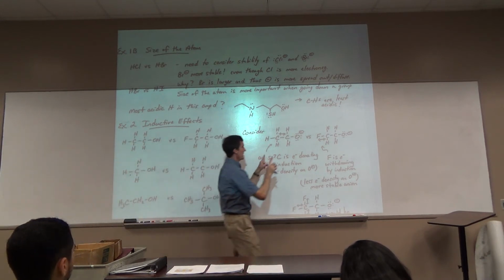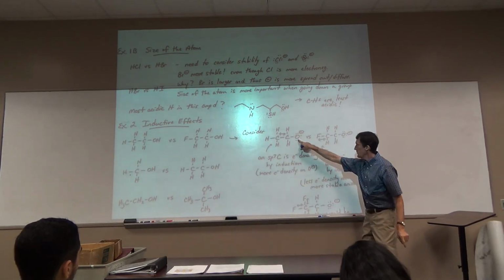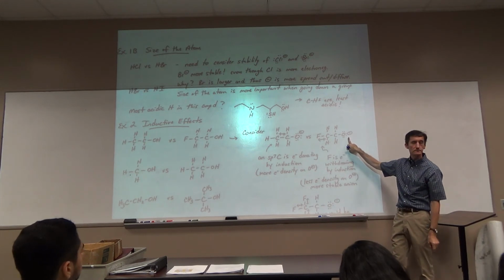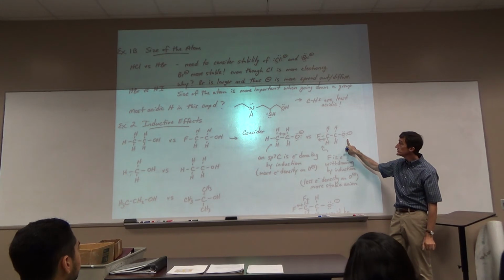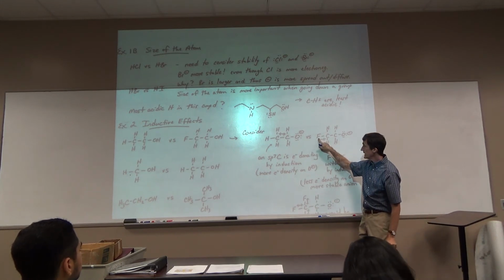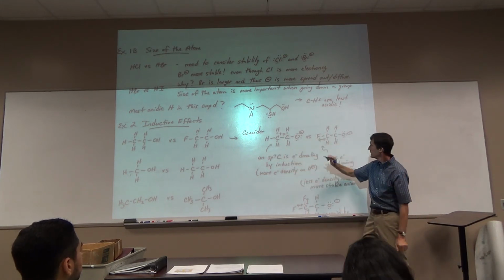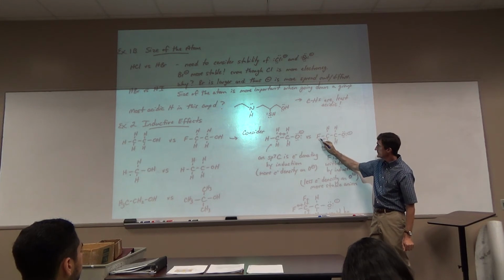Well, we have to consider the conjugate bases. O minus or O minus? They're the same. That doesn't give you the answer. What's the difference here? One has an F here, and that one has an H. What does the F do?